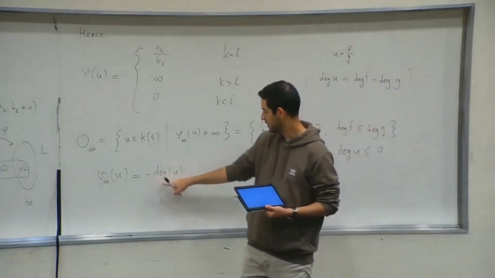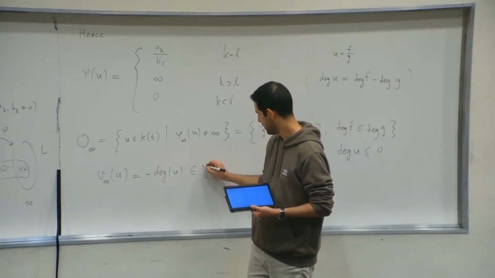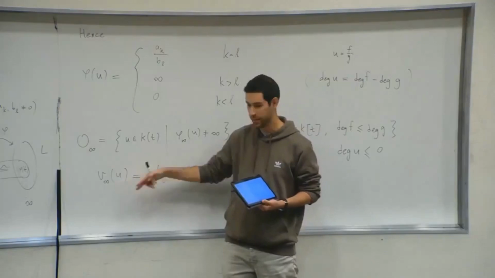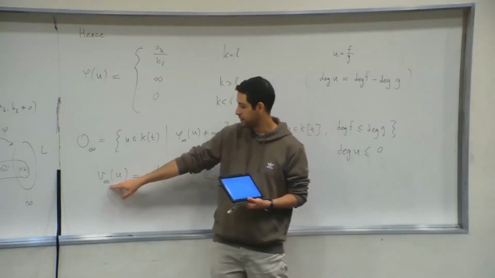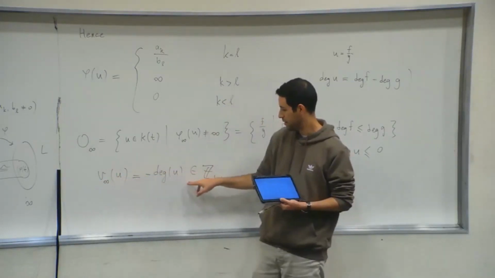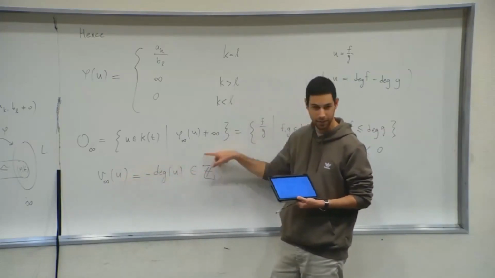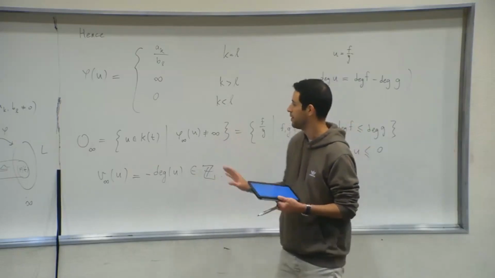You can also see that this value is an integer. We need this when we claim that all the valuations of the rational function field are discrete. So here the corresponding valuation V infinity is indeed valued in the ordered group of the integers.